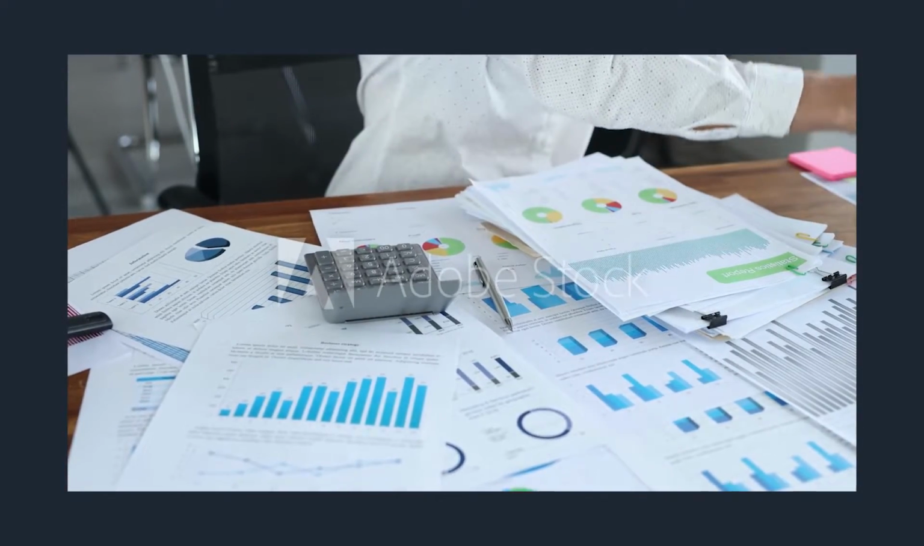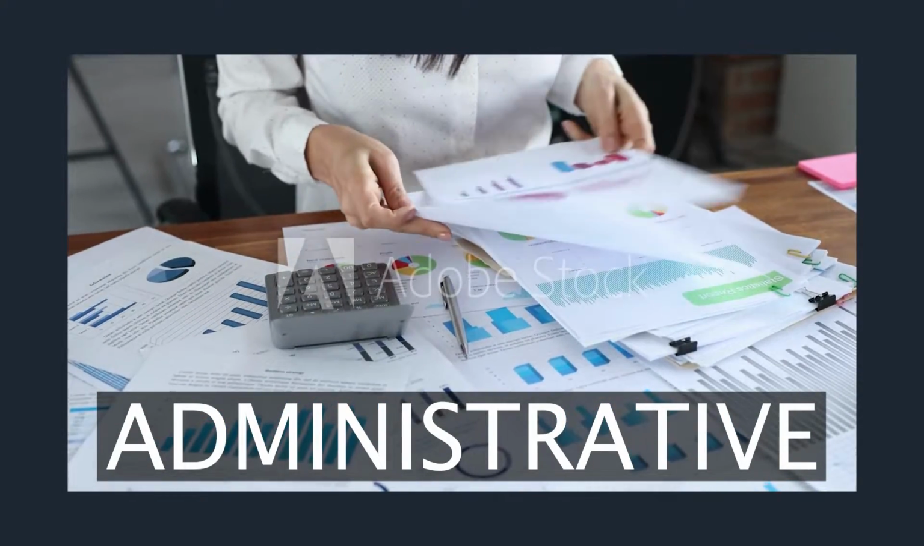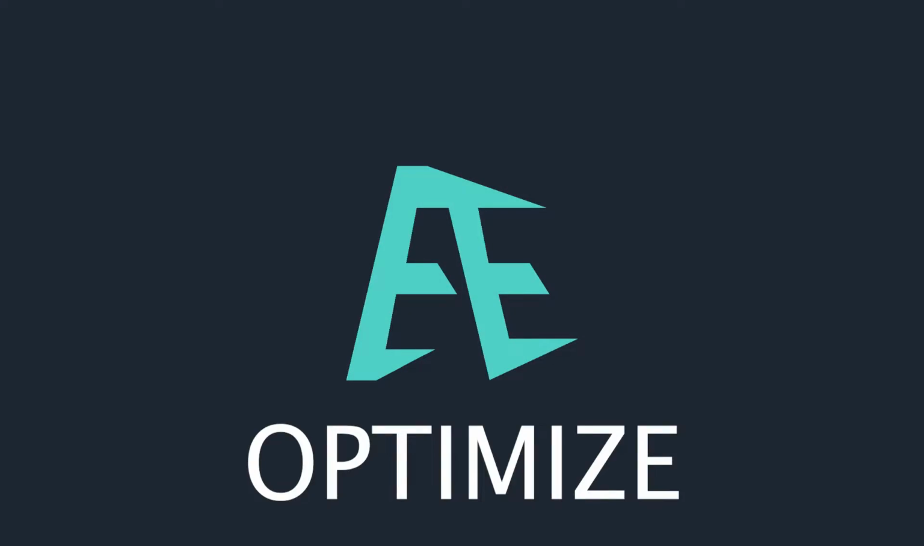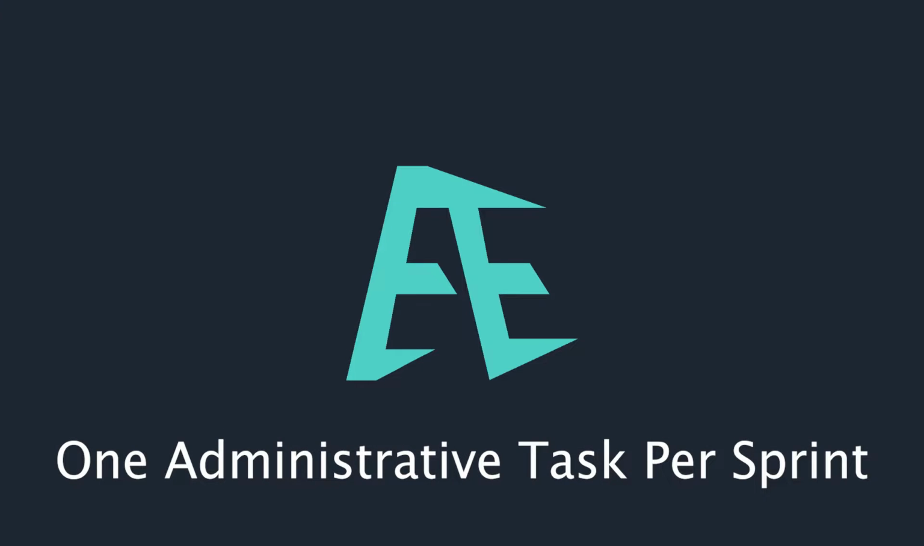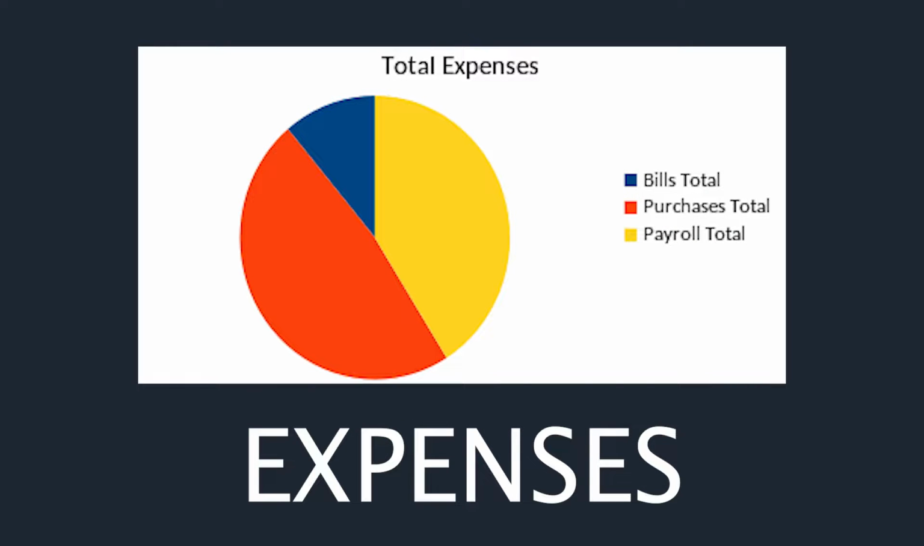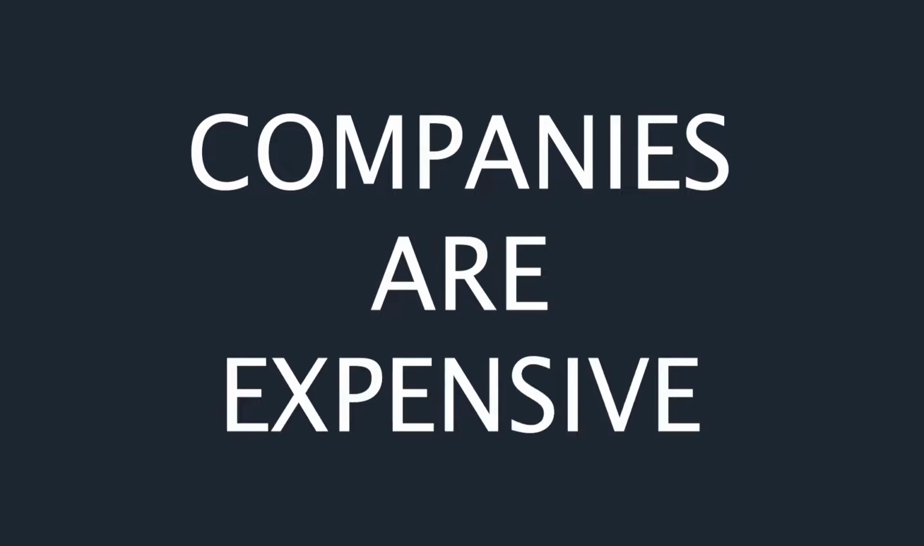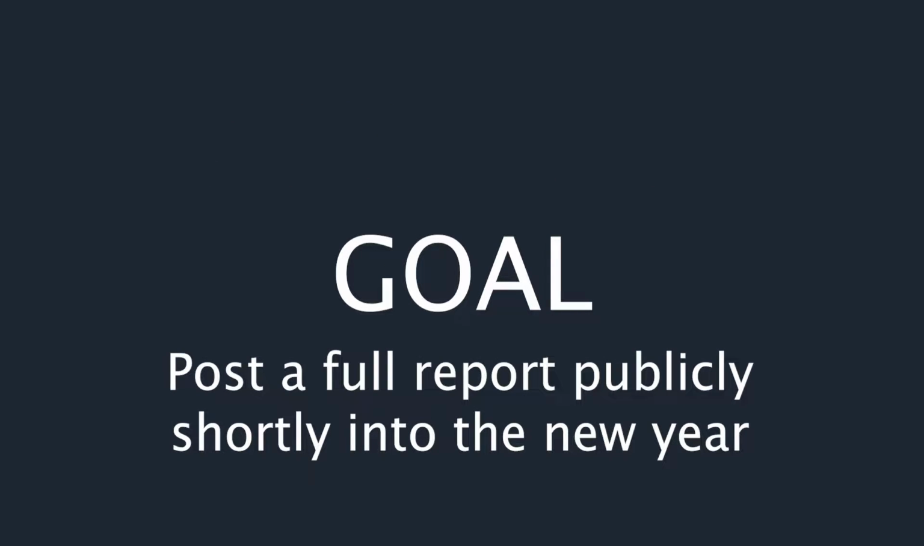Every company has things that they have to do that are more administrative than direct development, but those things are just as vital. As part of a way to optimize Streemtech, each sprint, the goal is to complete one primarily administrative task that optimizes Streemtech itself. This sprint, work was done to go through and sum up all expenses to get a good picture of the budget. While we won't share the full report just now, we will share that our expenses are currently 5 digits. Companies are expensive. The goal is to post a full report publicly shortly into the new year.